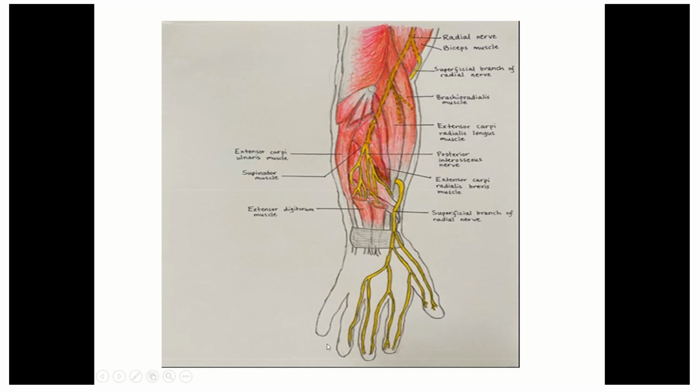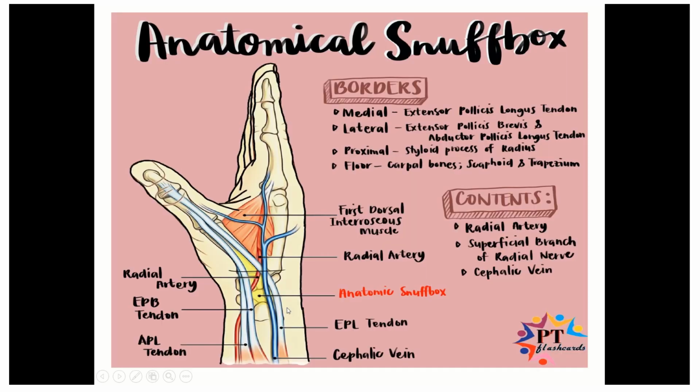You can see here, in this diagram they have made these nerves reach the terminal phalanx. Usually they will not reach the terminal phalanx, only up to the middle phalanges. The terminal phalanges area will be supplied by the median nerve in the lateral 3.5 digits, and in the medial 1.5 digits it will be supplied by the ulnar nerve.